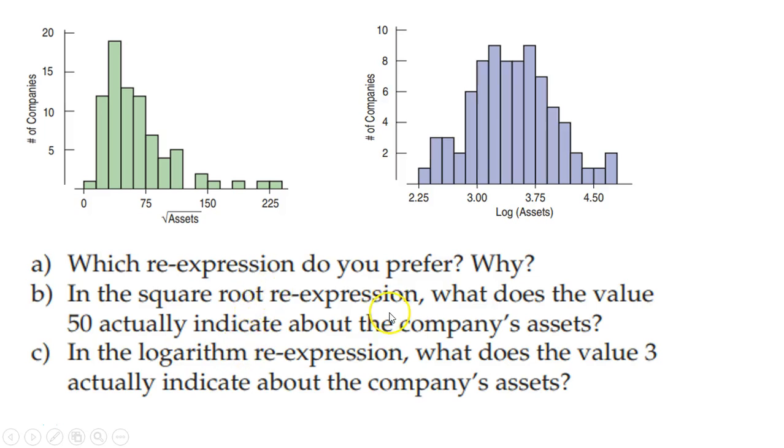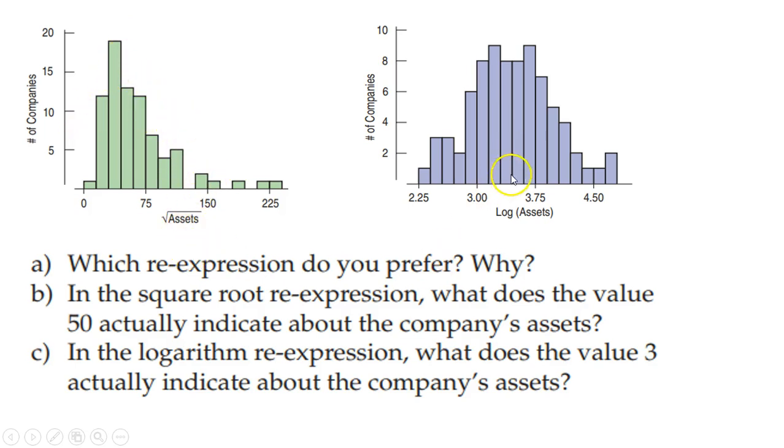So it says, which expression would I prefer and why? And in the square root, what does the value 50 mean? So that is 1, 2, 3, 4, 5. So if I'm trying to figure out where roughly 50 would fall, that wouldn't be halfway. 5 spots, so 12.5 maybe. So I don't know, maybe it is around here-ish. That's probably where the mean would be down here. It's probably where the middle is.